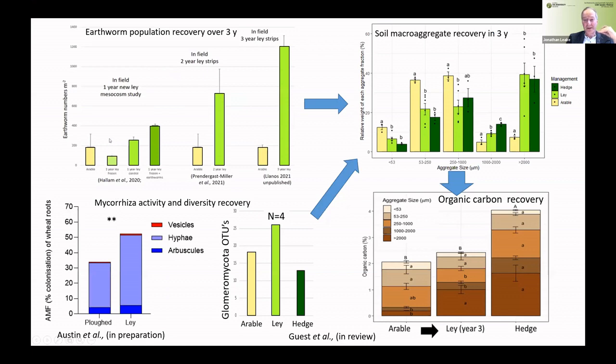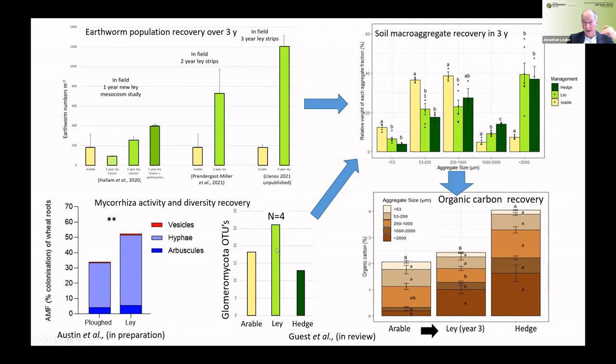And sorry, this is a very busy slide, but to tell the whole story, these are the data I've just showed you in terms of earthworm numbers, and then it compared also to a 1-year lay in the field, enriched with earthworms. This is what happened by 2 years in the actual lay strips themselves, and this is by 3 years. And you see the massive increase in earthworm populations over this time. There was a positive feedback. Mycorrhizal fungi also, in terms of their colonization of wheat in field trials, also massively increased in the lay over a 3-year period, as did the diversity of mycorrhizal fungi.